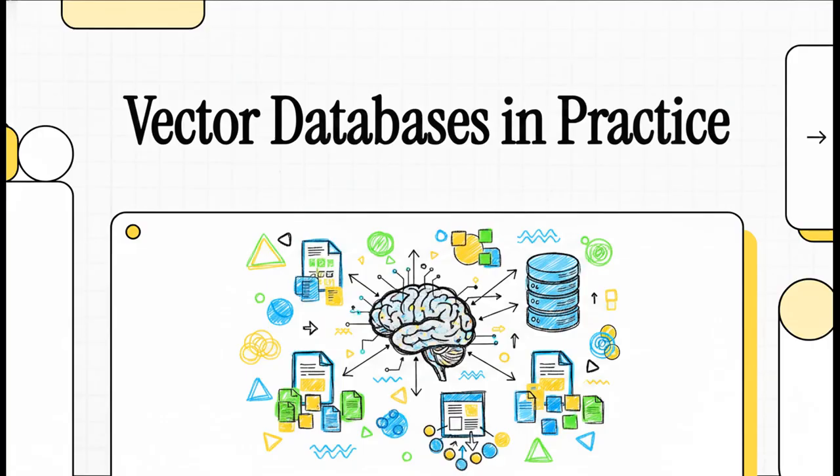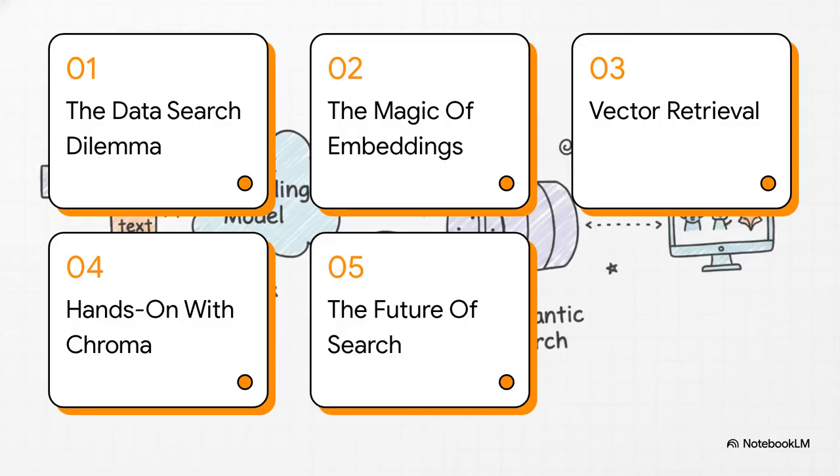Let's get into it. Okay, here is a quick look at our roadmap for today. First up, the data search dilemma. 2, the magic of embeddings. 3, how vector retrieval works. 4, hands-on with Chroma database. And finally, number 5, the future of search.